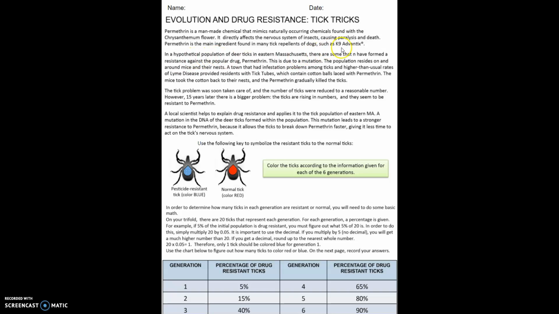So because of this mutation, our population has grown out of control. There's an infestation problem. We've got all these issues. So this doctor wants to be able to apply this drug to kill the resistant population, but we have to understand what's happening with the population. So for this lab, you're going to look at pesticide resistant color, that'll be blue, and a normal tick will be red, okay?